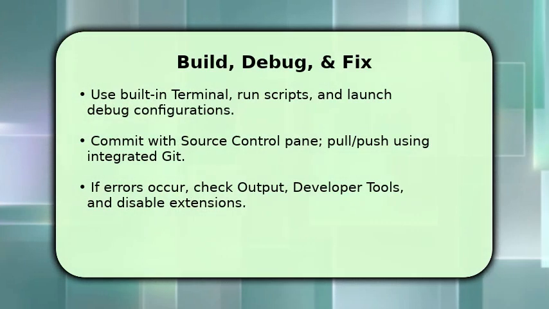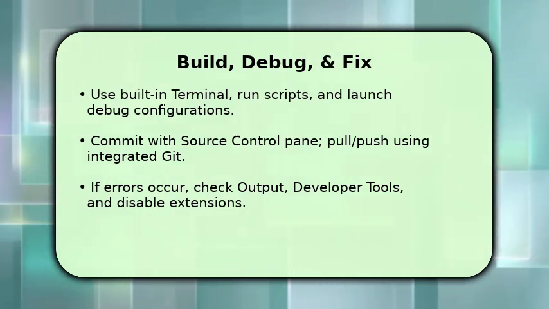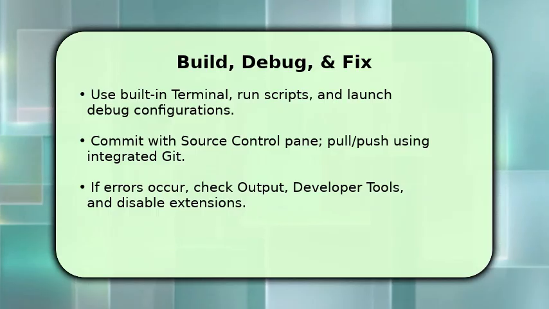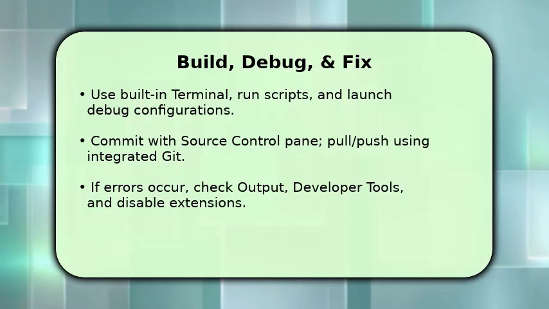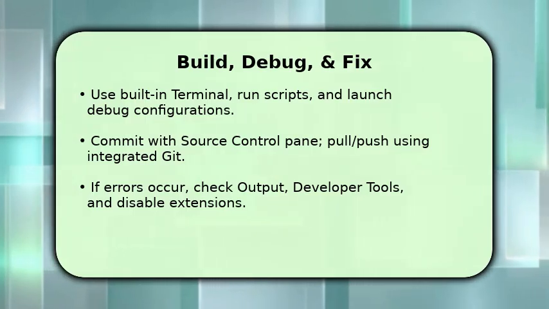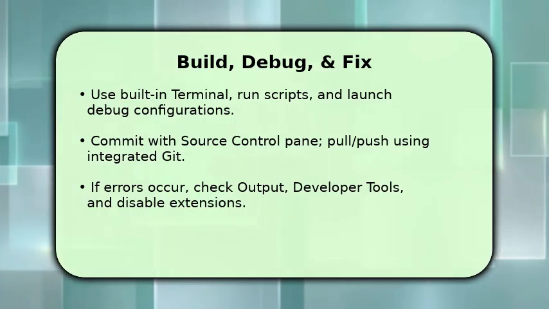Finally, run and debug. Open the built-in terminal to run scripts, then create a debug configuration to step through code. Use the source control pane to stage, commit, and push changes. Make sure your Git credentials are configured. Once done, test a run and inspect the debug console for logs.